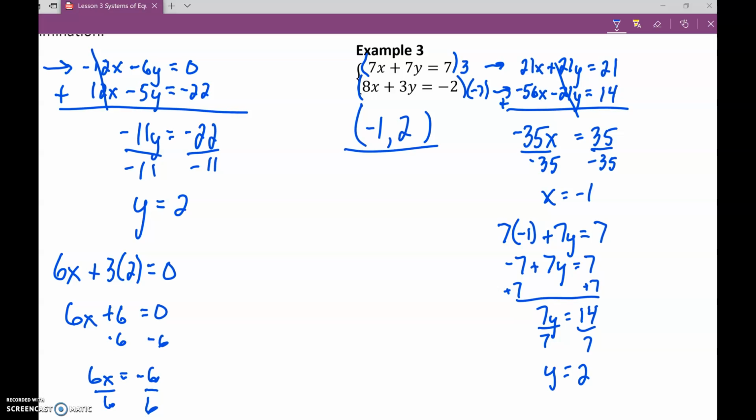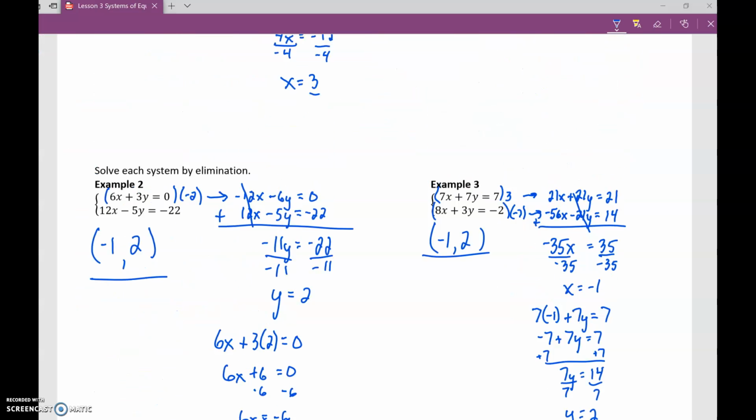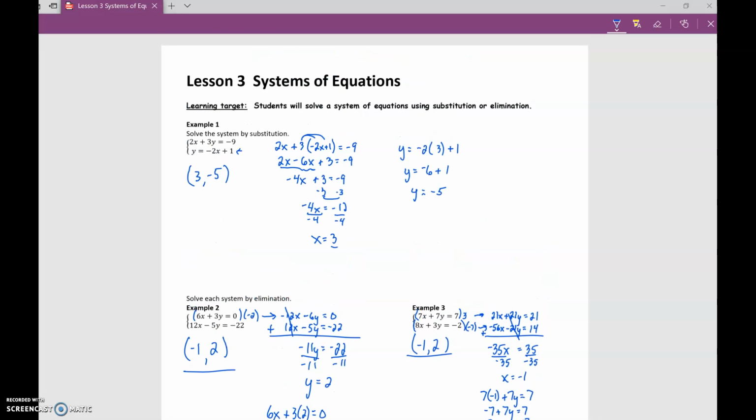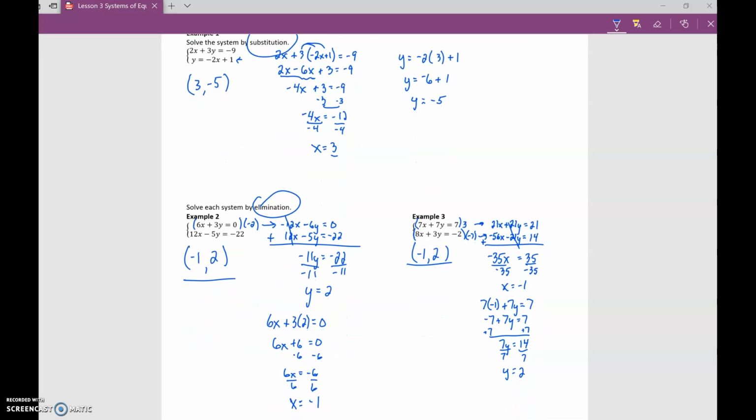So now we've got our intersecting point of those two lines, and we did it all algebraically instead of graphically. Okay, so algebraic ways to solve a system: substitution or elimination. All right, you guys are ready for the worksheet.